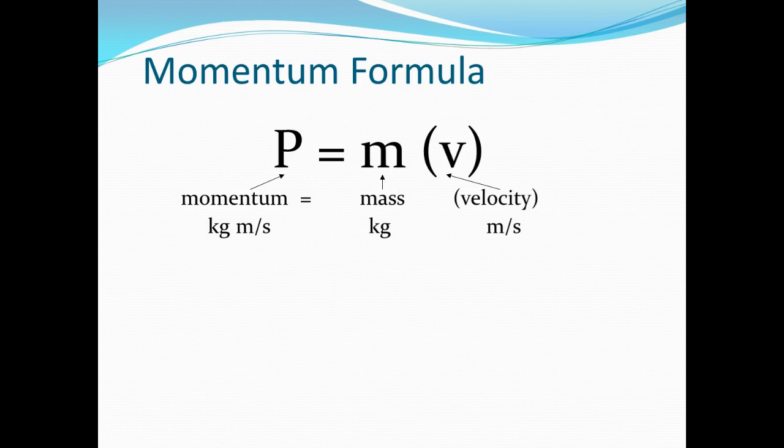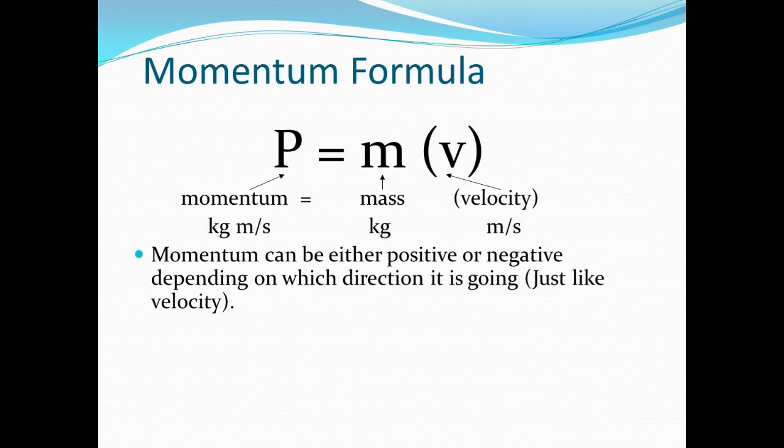The momentum formula, as we said, the definition of momentum is the product of mass and velocity. The formula is just that. Momentum, which is represented by p, is mass times velocity. Momentum can either be positive or negative, depending on which direction it's going. Velocity can be either positive, forward, or negative, backwards, or up or down.